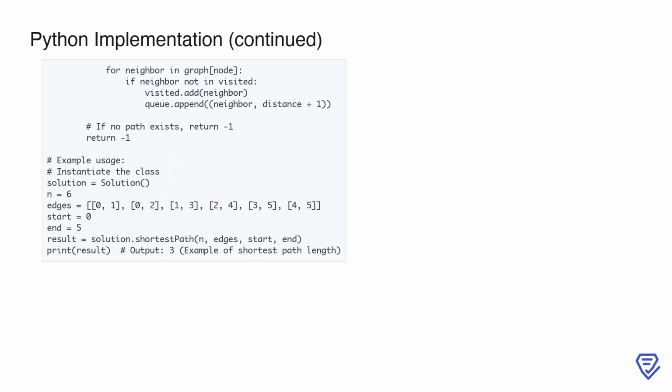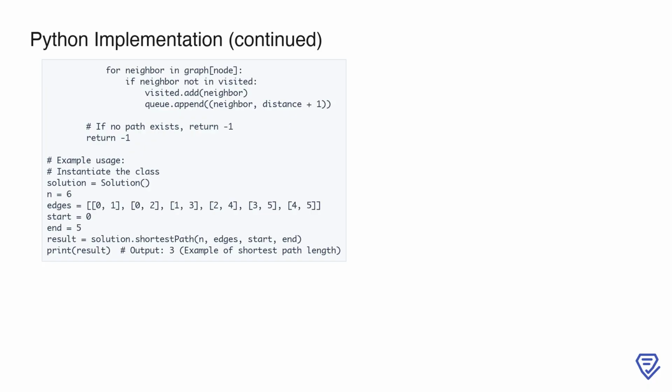Now, within the BFS loop, we explore all neighbors of the current node by iterating through its adjacency list. For each unvisited neighbor, we mark it as visited and enqueue it along with an incremented distance, representing the path length from the starting node. This process ensures that we systematically explore paths of increasing lengths, guaranteeing that the first time we reach the target node, it is via the shortest path.